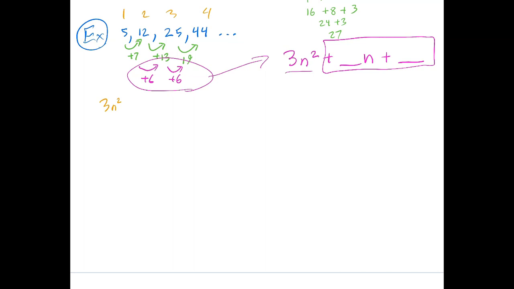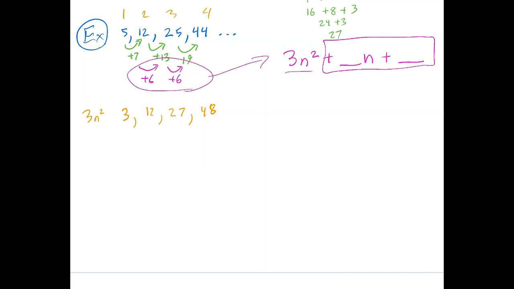So 3n squared would be 1 squared times 3, I'm going to move that over a little bit. So 1 squared times 3 would be 3. 2 squared is 4 times 3 is 12. And then 3 squared is 9 times 3 is 27. And 4 squared is 16 times 3 is 48. Okay? So now we're going to subtract that and see what we get for the original linear sequence now that we get rid of that.